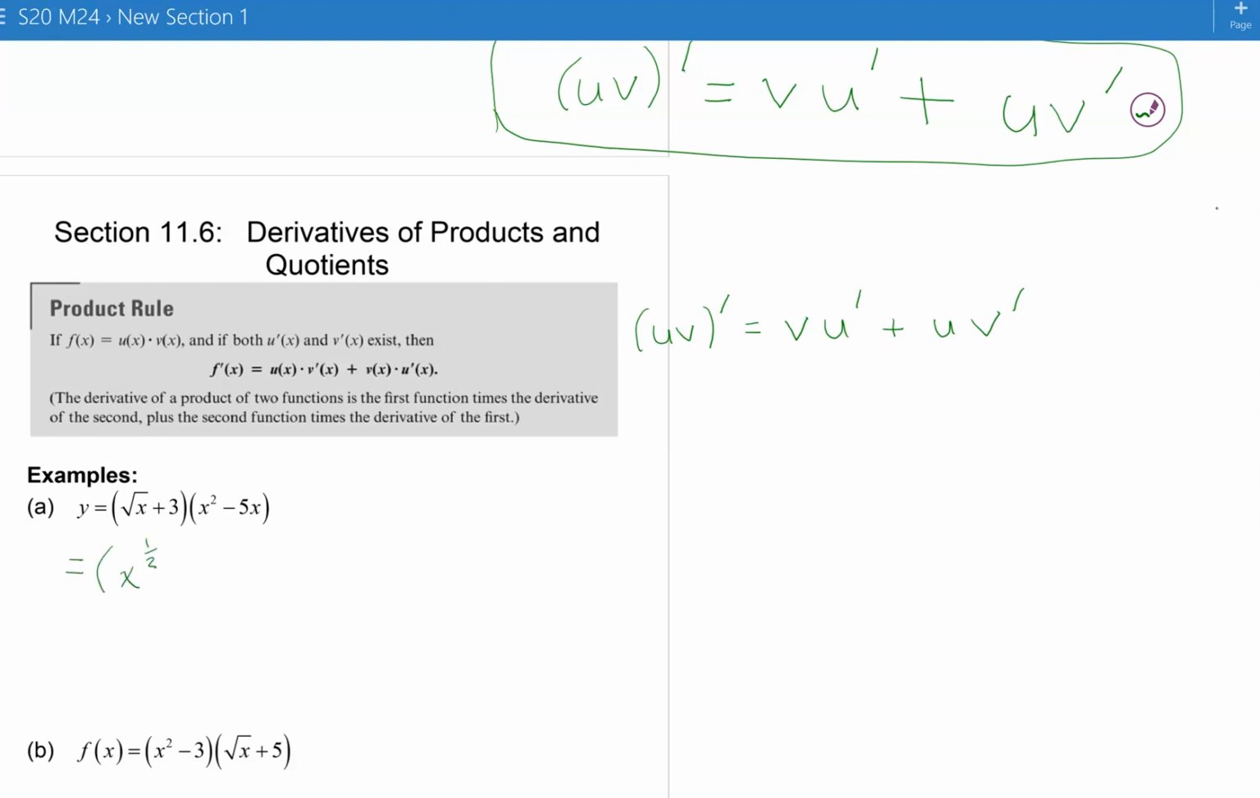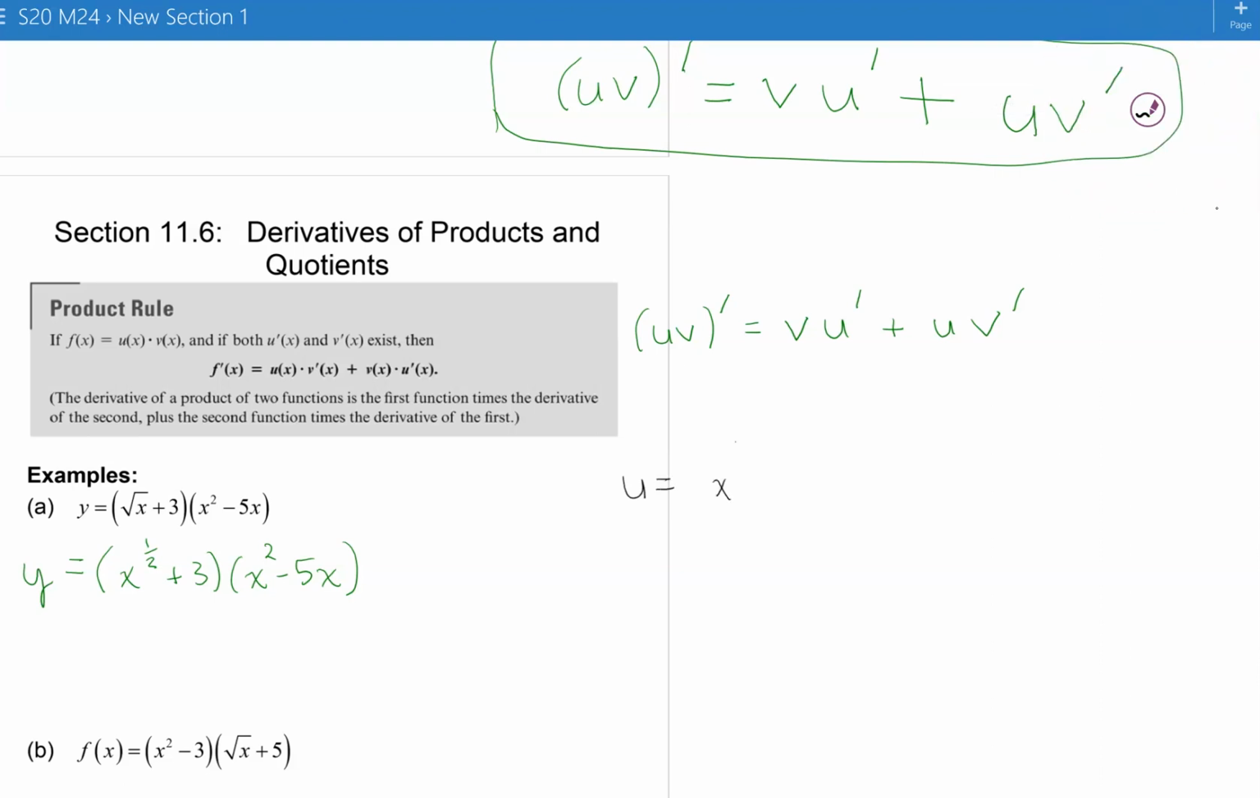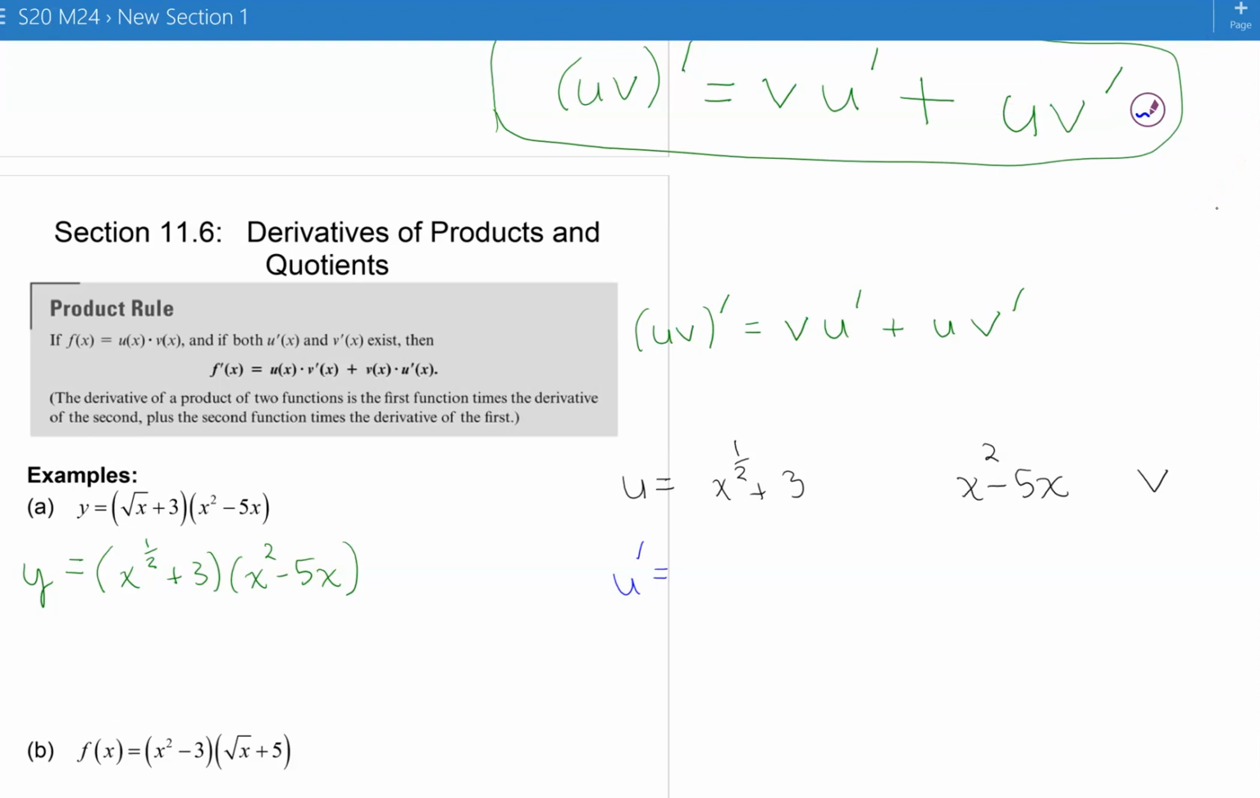I'm going to do a rewrite step first of always rewrite radicals as fraction exponents. So now my u function is x to the 1/2 plus 3. And my v function is x squared minus 5x. Then u prime, use the power rule, is 1/2 x to the negative 1/2. And my v prime, using the power rule, is 2x minus 5.